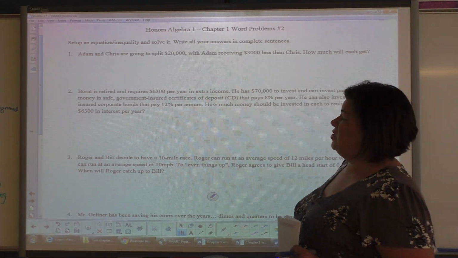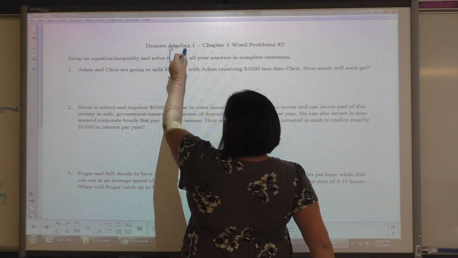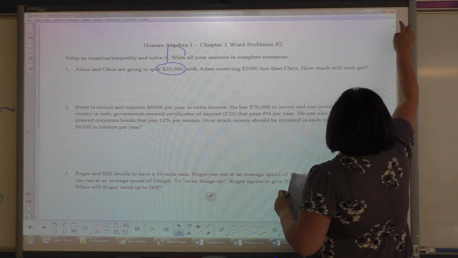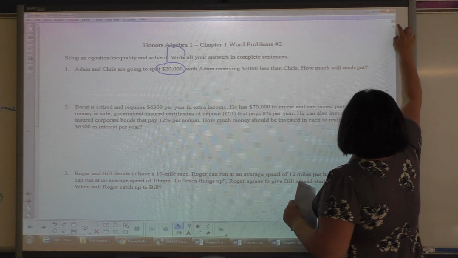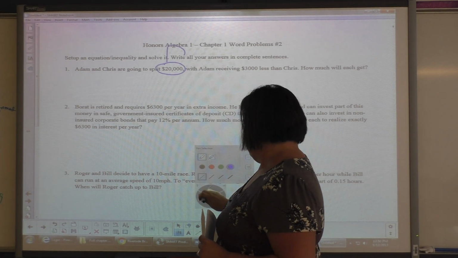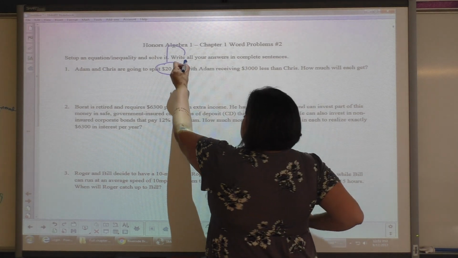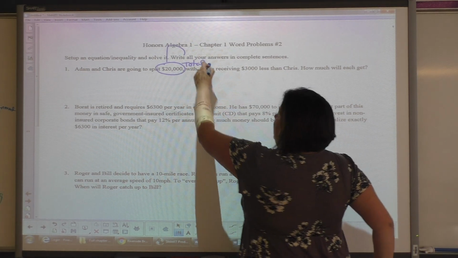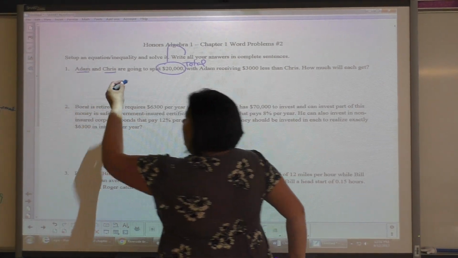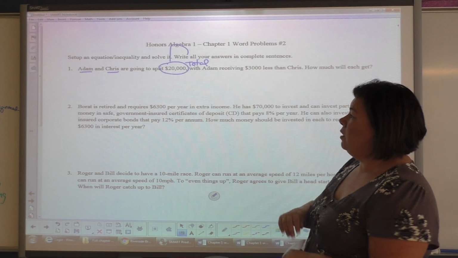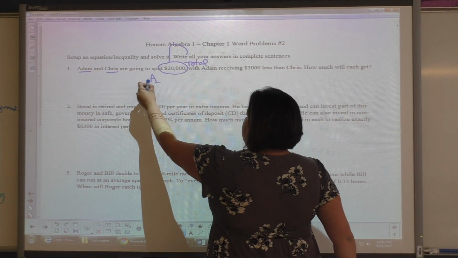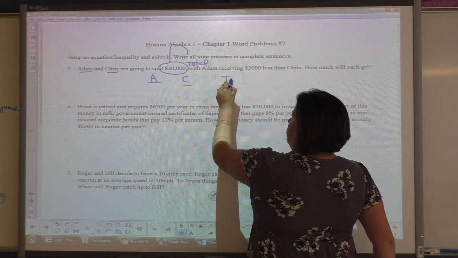Adam and Chris are going to split $20,000. So this 20 grand here, if they are going to split it, that means that represents the total. And who's involved? I have Adam and Chris. So you can go ahead and set up a chart if you want. You don't have to. I'm going to, and I'm going to let A represent Adam and C represent Chris. And I have a total column.